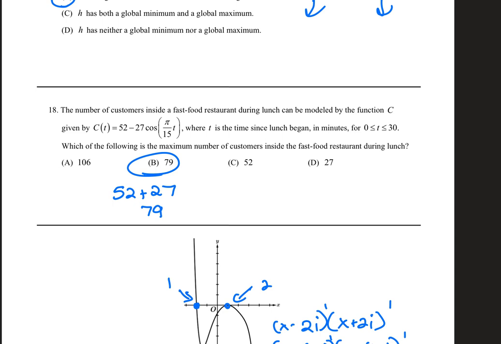Well, this is a cosine. It has a negative a, right? So if I was to actually estimate what it looks like, it would be a negative a, it would come up and it would go back down again. Either way, your max is going to be your amplitude plus your vertical shift, or your D, right? Your midline. So 52 plus 27 is your max.